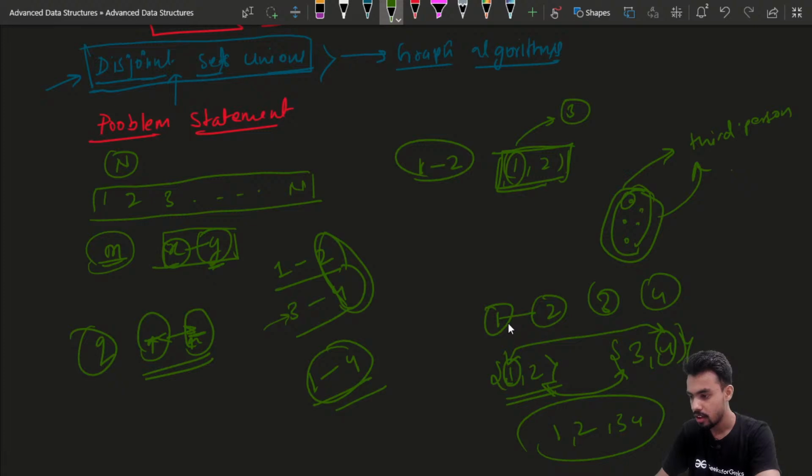So yes, Ayush Sharma is saying that the problem statement is understood. Okay, so I think the problem statement is clear to everyone.